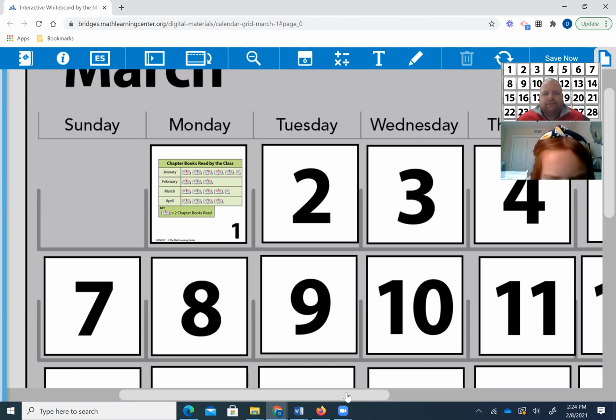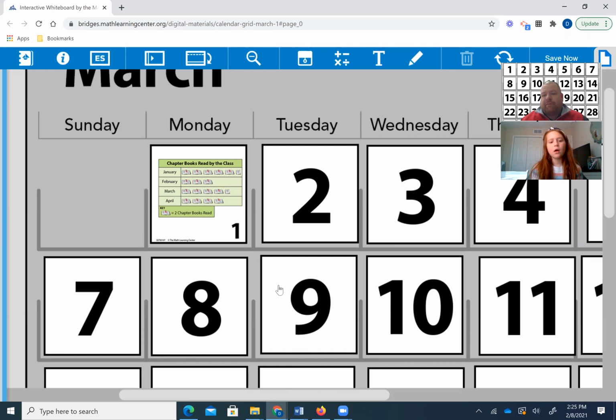I see January, February, March, and April, and are those books? Yep, because the title says chapter books read by the class. So what does this card have on it? It's a chart, and it tells us how many books they've read in the months. Like in January, they've read 6 books. Well, so this is actually called a pictograph.